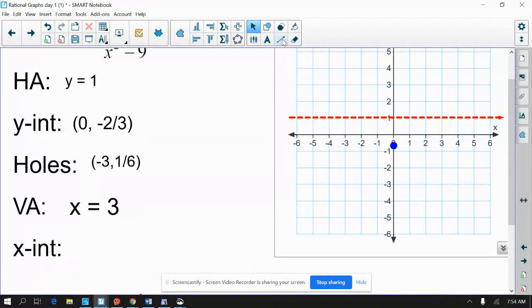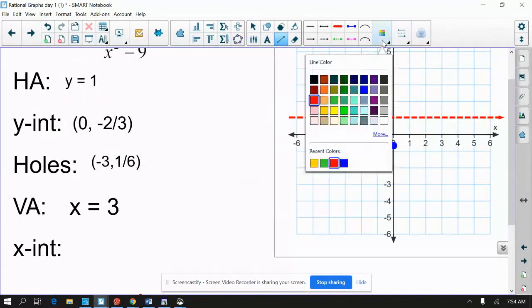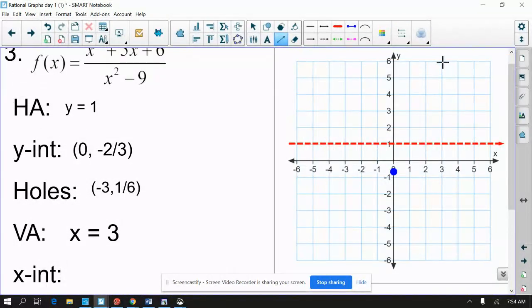And I get to graph again. I can graph a vertical asymptote. We're still going with red. Good. X equals 3.